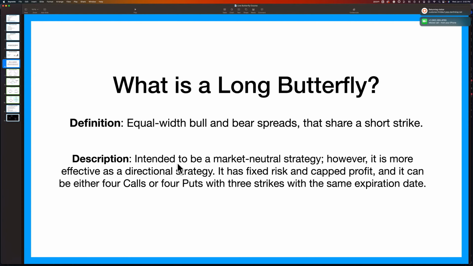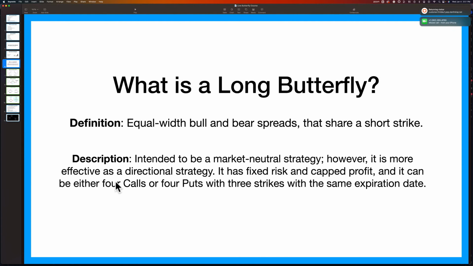And although the amount of premium collection that you can get from it, that's another feature of the butterfly, can be quite explosive, because you have such a narrow base from which to work with, just the way the butterfly is constructed, and that larger risk, making it a market neutral strategy is definitely not the best way to go. So we turn it into a directional strategy. It has fixed risk and capped profit, and it can either be 4 calls or 4 puts with 3 strikes with the same expiration date. So a long butterfly can be either all calls or all puts.